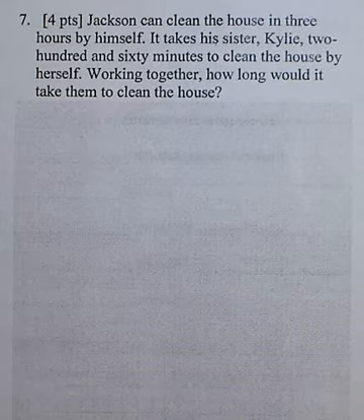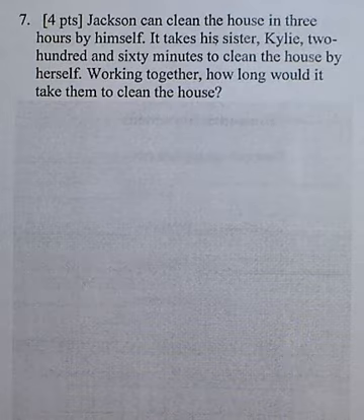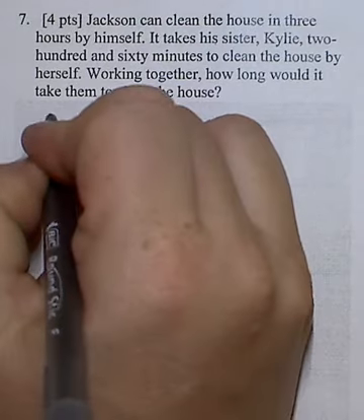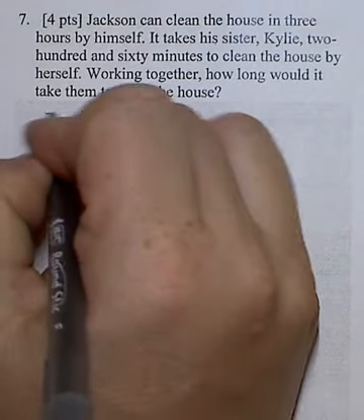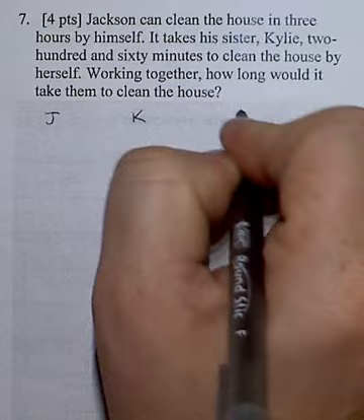Jackson can clean the house in 3 hours by himself. It takes his sister Kylie 2 hours and 60 minutes to clean the house by herself. Working together, how long will it take them to clean the house together? So remember, it's individual. The first one is going to be Jackson, then we're going to do Kylie, and then we're going to do together.